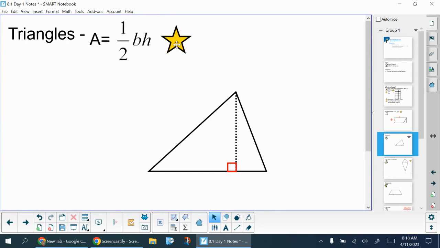Next up, we've got triangles. We all know the area formula for a triangle is 1/2 base times height.